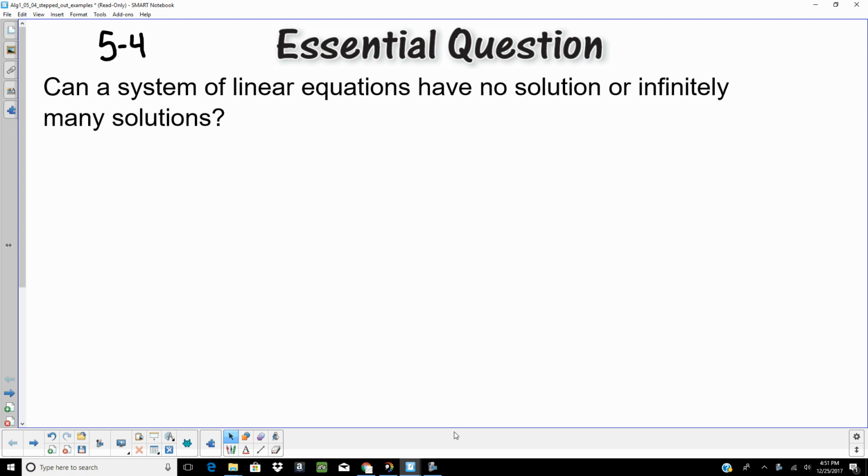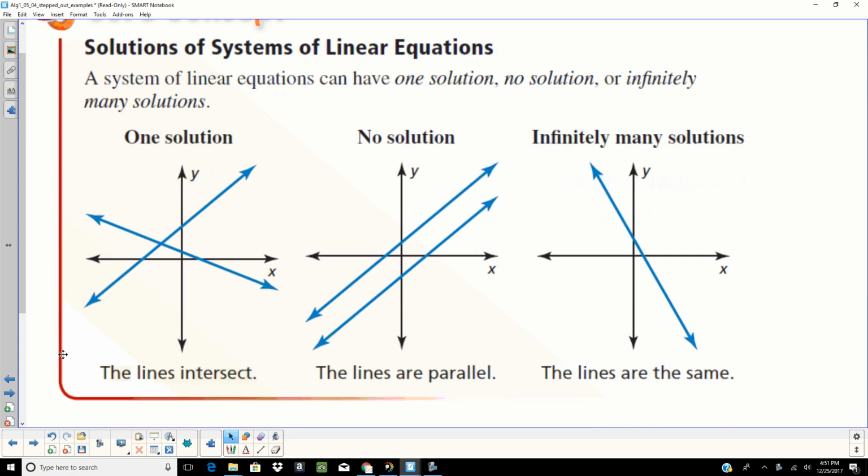What we've done up to this point is everything has one solution. And if we were to graph them, what we've done with graphing or with substitution or elimination, one solution, the lines would intersect at one spot. If you graph them and the lines are parallel, it would be no solution. And if you graph them and the lines lie upon each other, they're the same line, then it's infinitely many solutions.